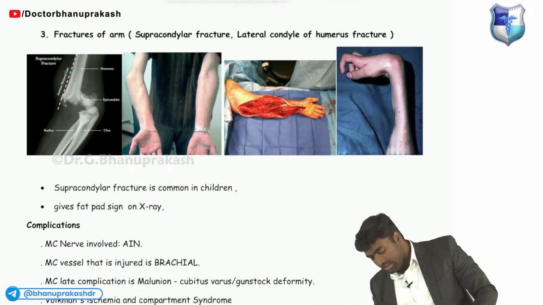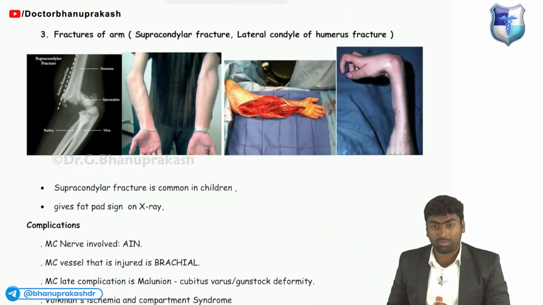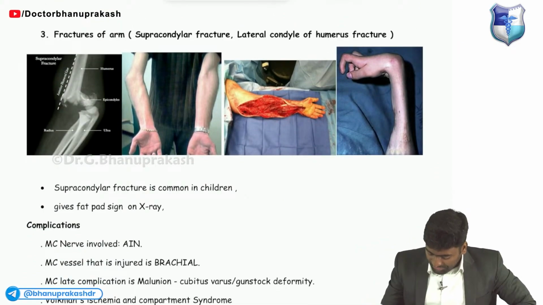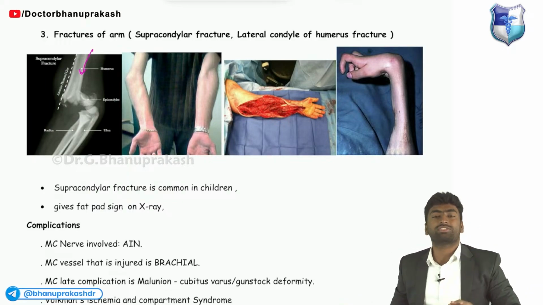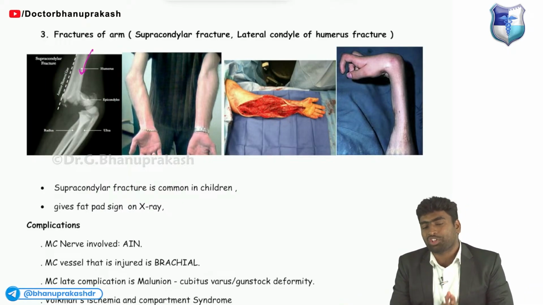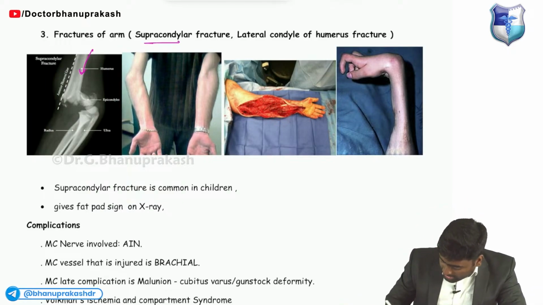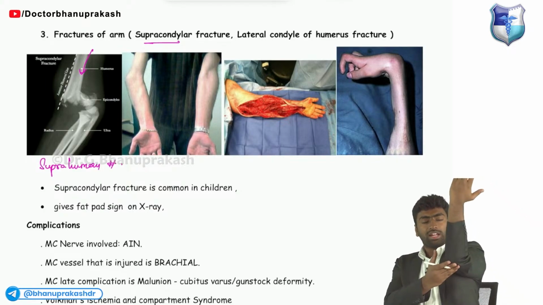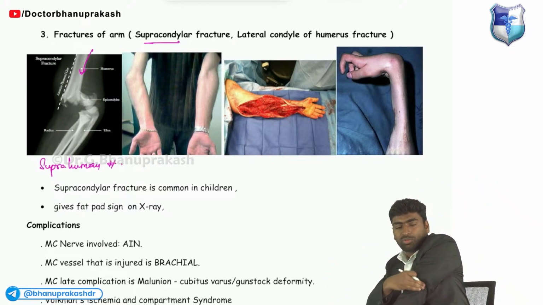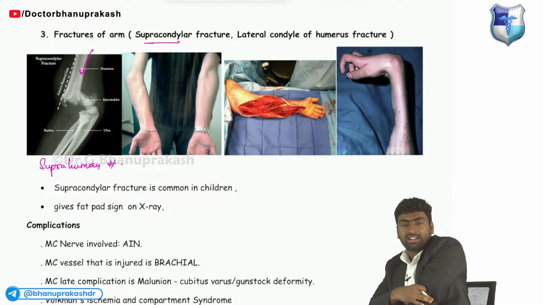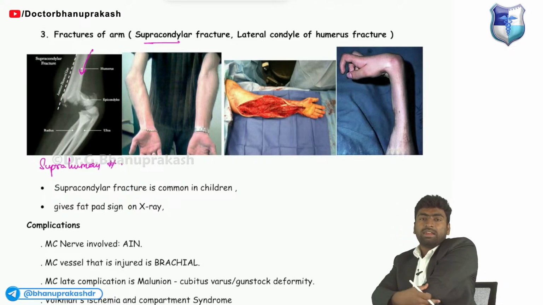You need to know a few fractures in the arm and forearm. They are very important. The first fracture occurs at the level of the supracondyle, so it is known as the supracondylar humerus fracture. See, this is the humerus part, and the fracture is at this level. Here the elbow will be spared.